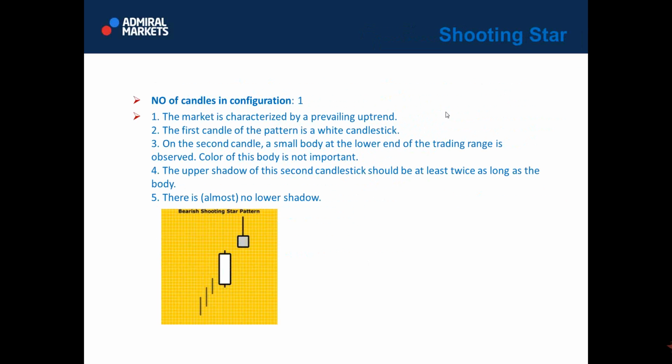So what is a shooting star? This is a shooting star. You know about the pattern. The market is characterized by a prevailing uptrend. The first candle of the pattern is a white candlestick. On the second candle, a small body at the lower end of the trading range is observed. Color of the body is not important. There is an upper shadow, and it usually is at least twice as long as the body. There is almost no lower shadow. So this is a perfect example of a shooting star.